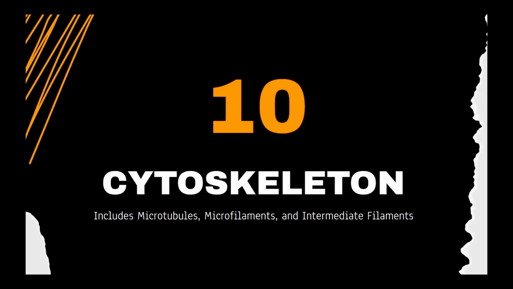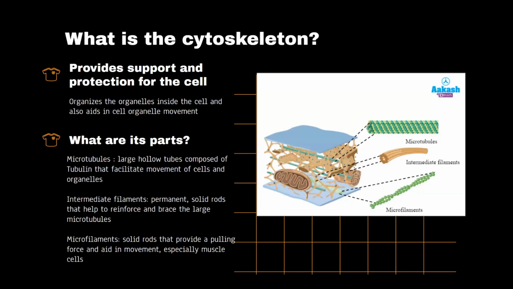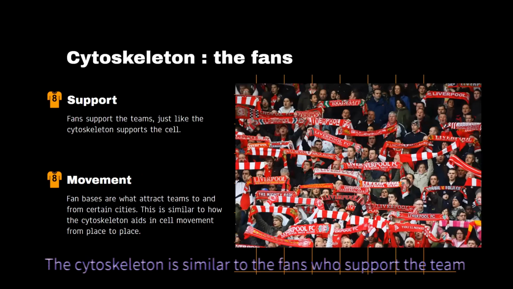Okay, so next up we have the cytoskeleton. The cytoskeleton's main function is to provide support and protection for the cell, as well as aid in movement. It has three main parts: the microtubules, which help in cell movement, the intermediate filaments, which help support the microtubules, and the microfilaments, which help in pulling force, especially in muscle cells.